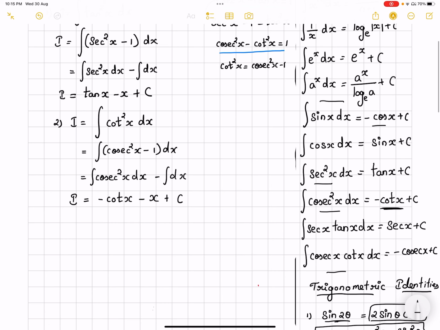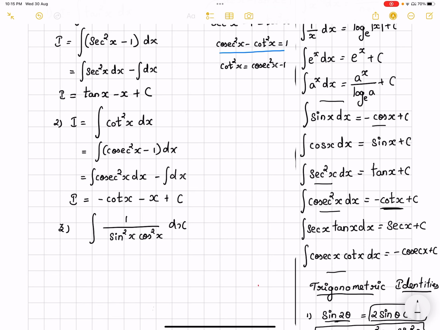Now, the third one. Let's see what the next problem is all about. Here we have a different approach. 1 divided by sine square x cos square x dx. When we solve a lot of problems, then only you would get an idea how to solve these questions. Okay, what can be done? I don't have anything like 1 by sine square cos square. Even for secant square and cosecant square together, I don't have any integration.